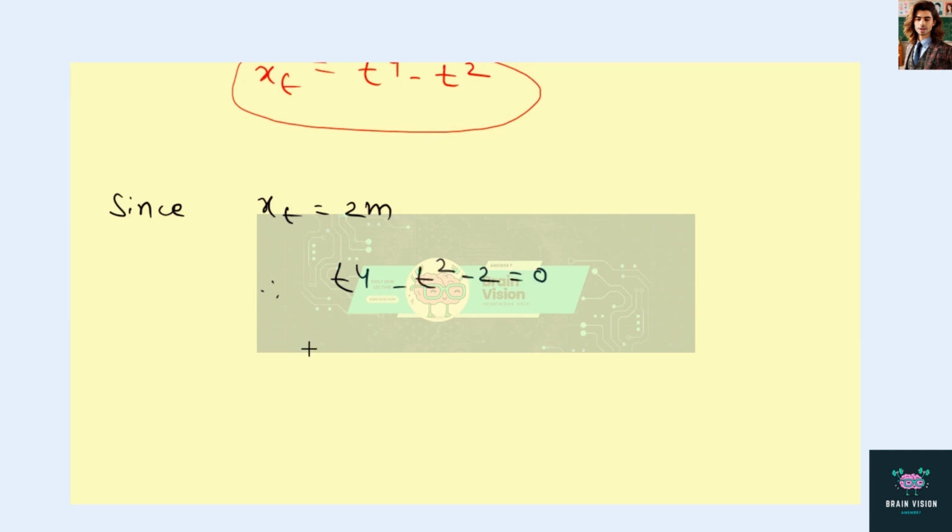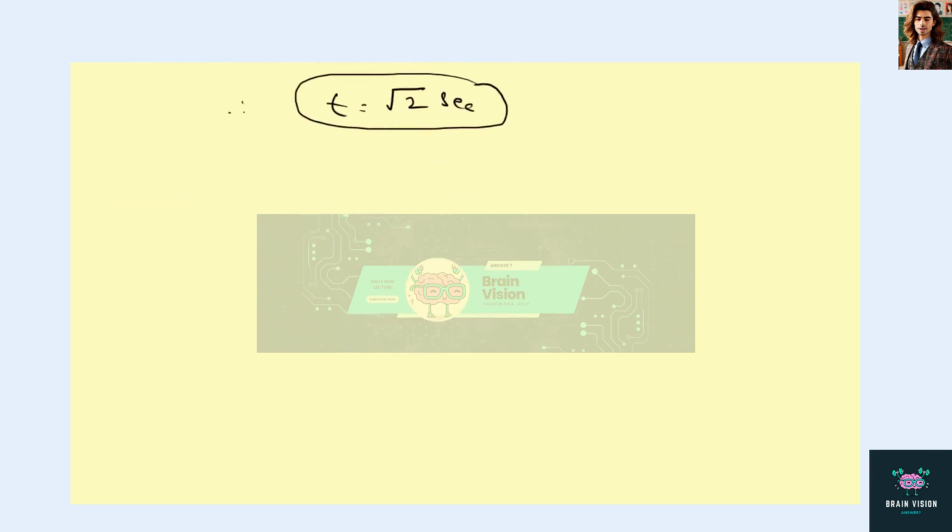From here we can find the time, that will come out to be t is equal to root 2 second. So we can say that at time t is equal to root 2 second, its position is 2 meter. So we have to find the acceleration at this time.